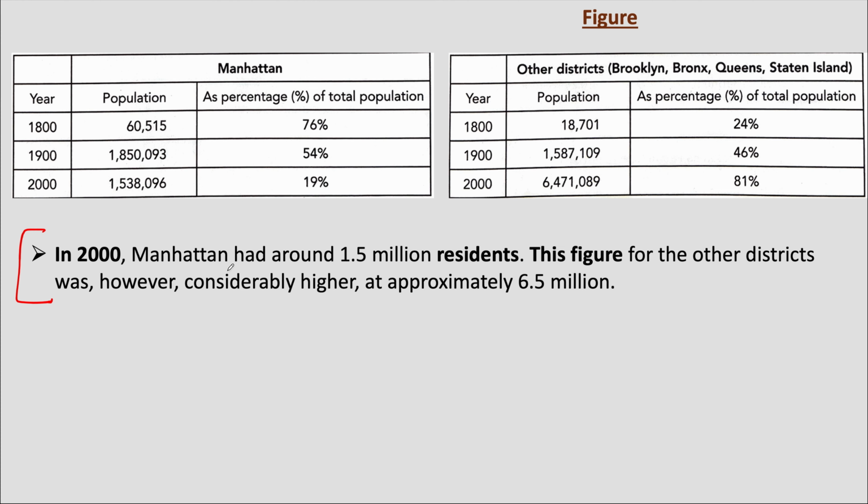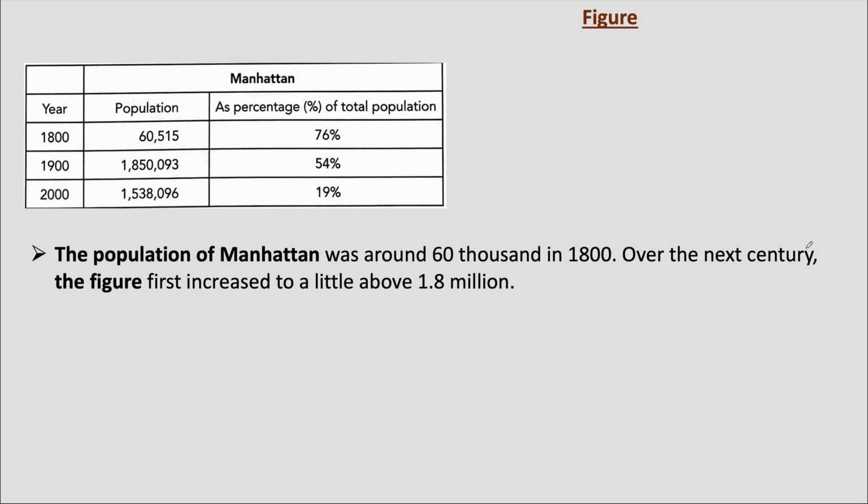In this example, we have first mentioned the numbers for Manhattan. Then, instead of repeating, in 2000, other districts had these many residents, we write this figure for the other districts was. The word figure can also be used when we talk about changes in the same place over time. For example, the population of Manhattan was around 60,000 in 1800, and then instead of saying that the population of Manhattan increased to 1.8 million, we write the figure increased to 1.8 million by 1900.